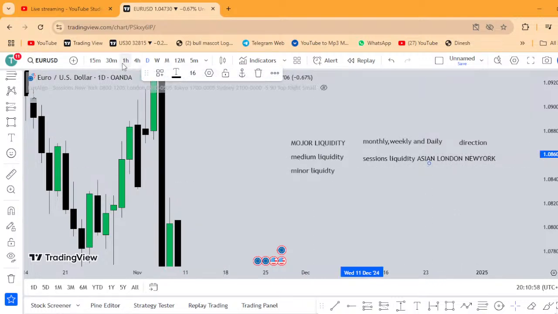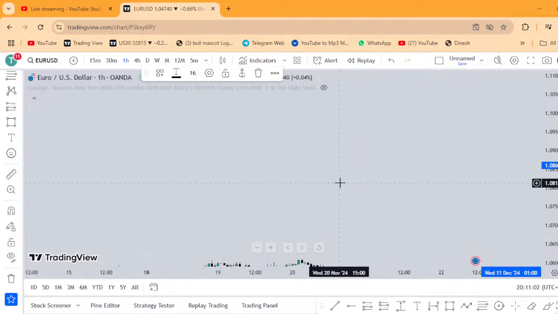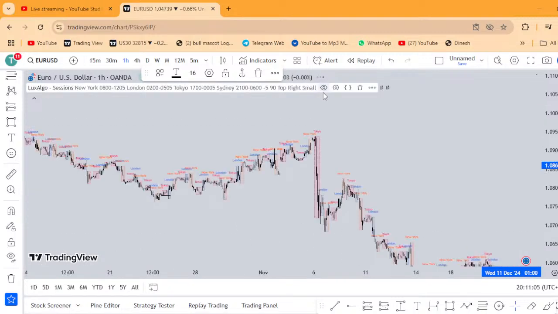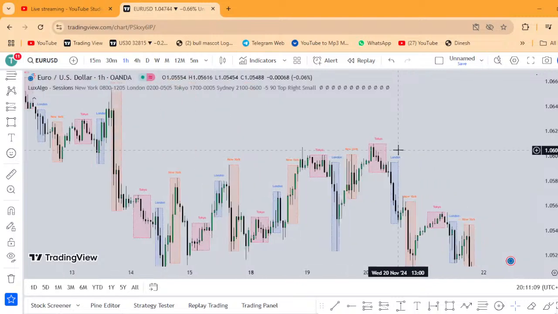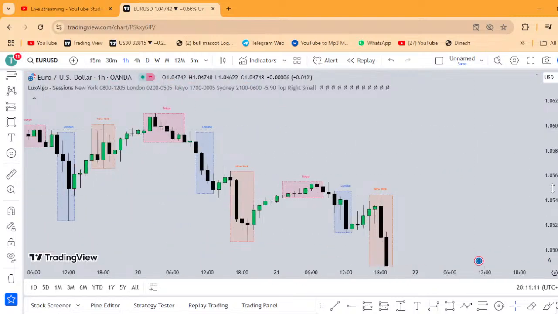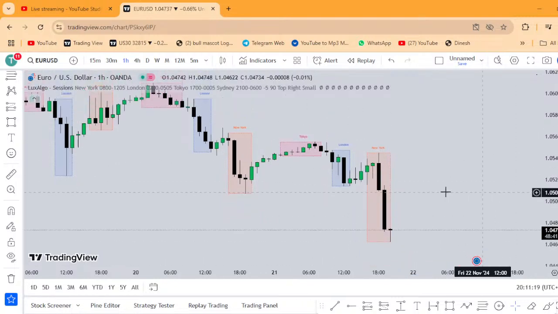If we go to the 1 hour chart, just to show the different session liquidities, which is the medium liquidity, I'll talk about the role and how to trade them also. These are the session highs, session lows, session highs, session lows, session highs, session lows. So you should be able to identify them.